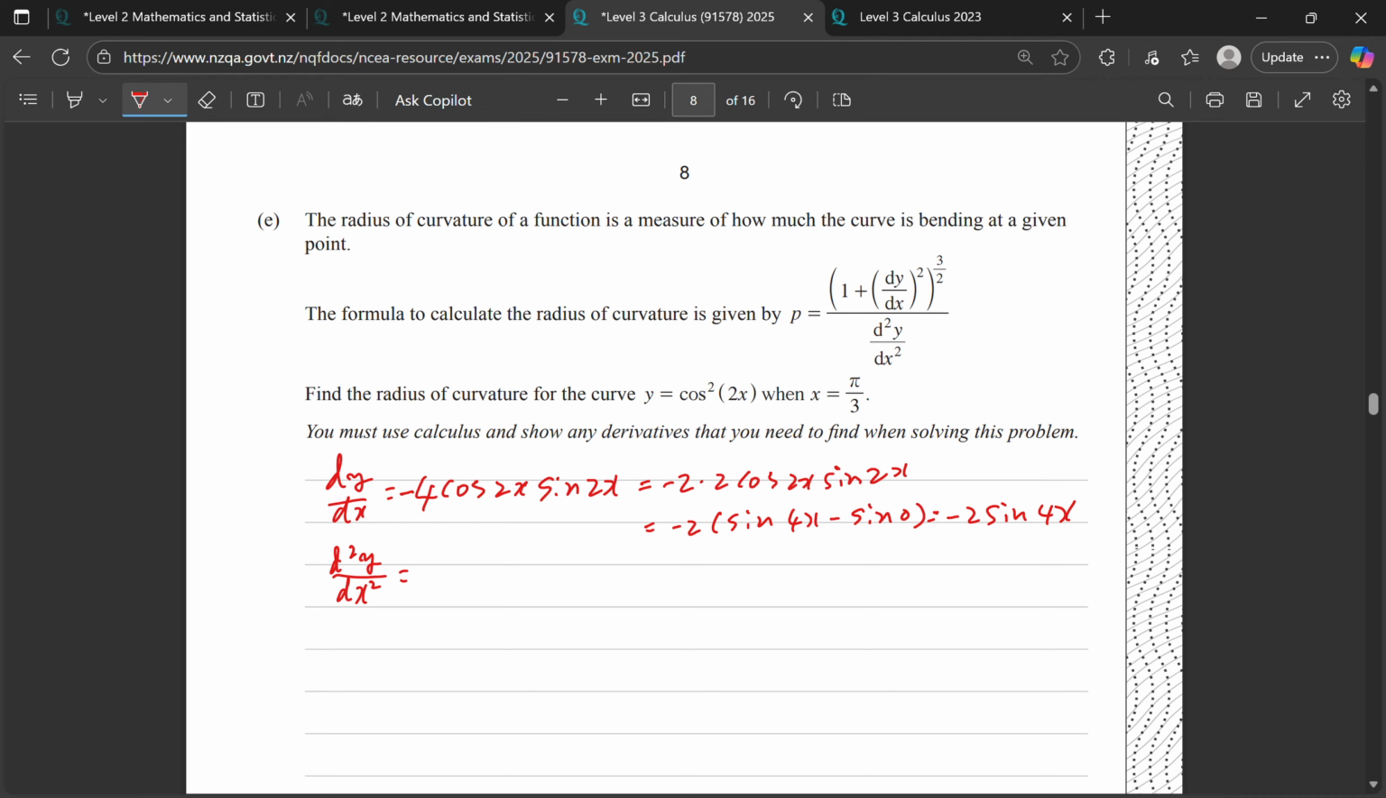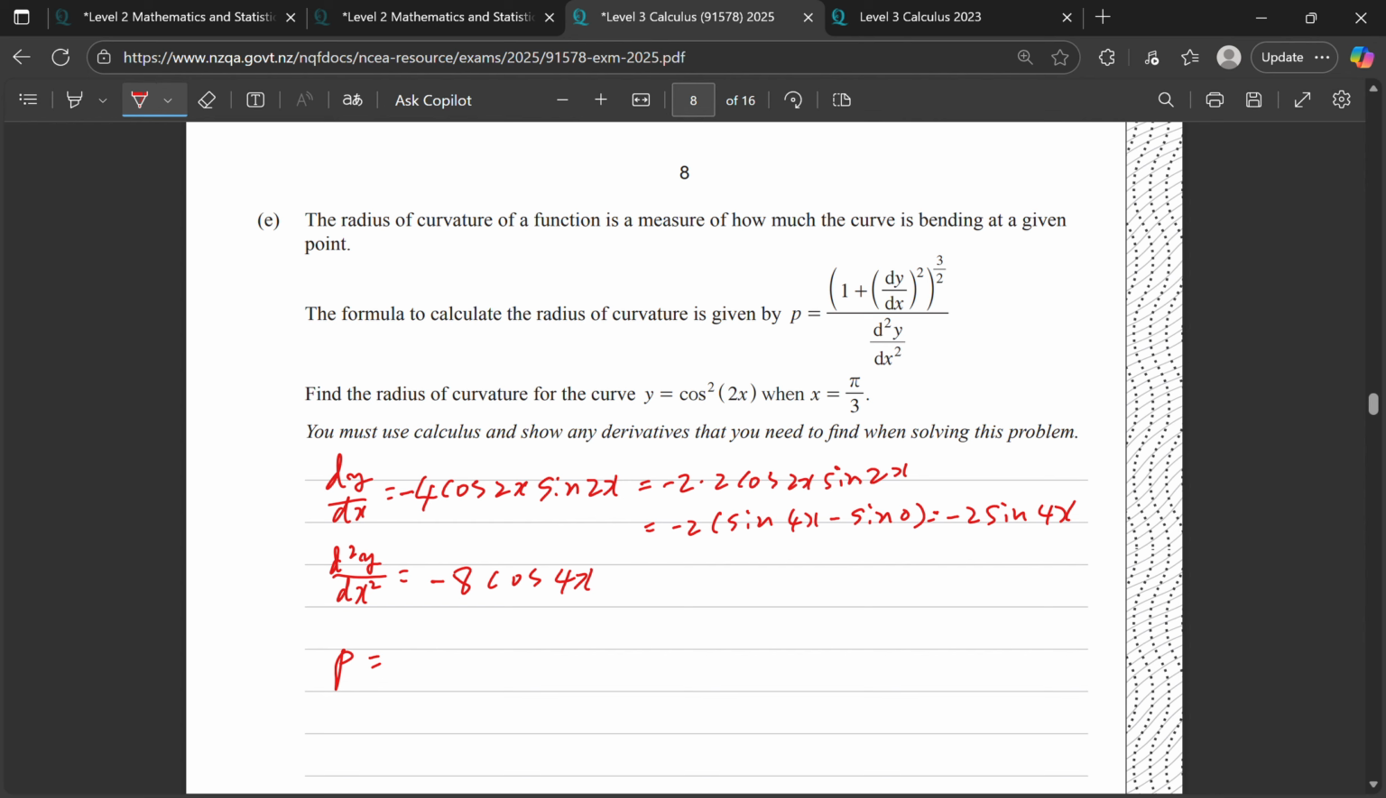So now it's much better to differentiate minus 2 sine 4x. When you differentiate minus 2 sine 4x, that becomes minus 8 cosine 4x, isn't it? Because sine becomes cosine. Now 4x becomes a 4, so minus 2 times 4 is minus 8 cosine 4x, right? So that's d squared y/dx squared. All right, so I think that's all we need. So all we have to do is plug them in.